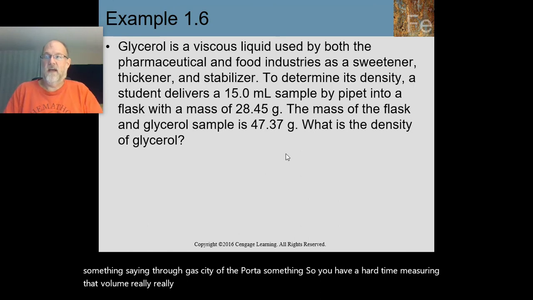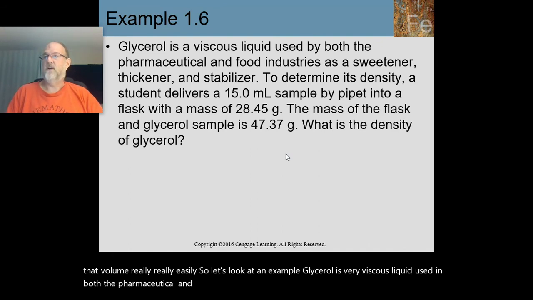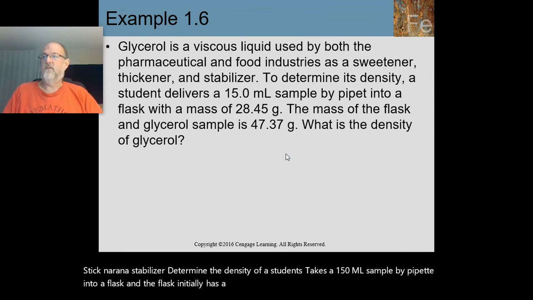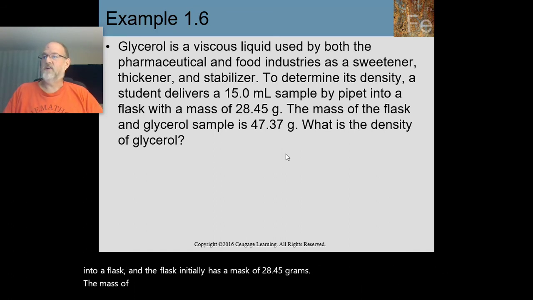So let's look at an example. Glycerol is a very viscous liquid used in both the pharmaceutical and food industry as a sweetener, thickener, and a stabilizer. To determine the density, a student takes a 15.0 milliliter sample by pipette into a flask, and the flask initially has a mass of 28.45 grams. The mass of the flask with the glycerol is 47.37 grams. What is the density of glycerol?